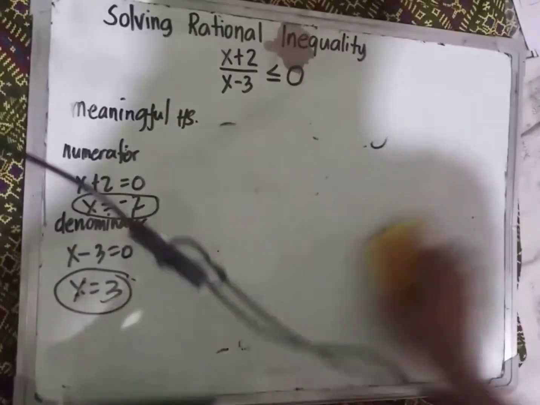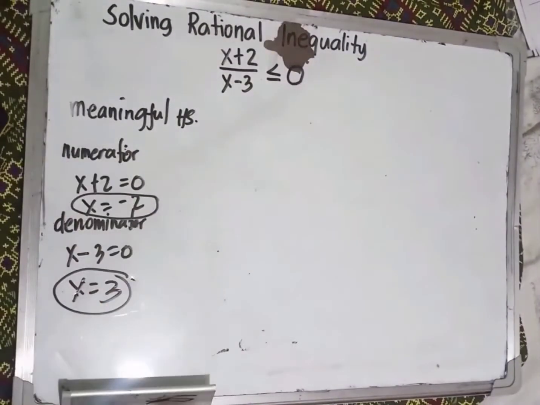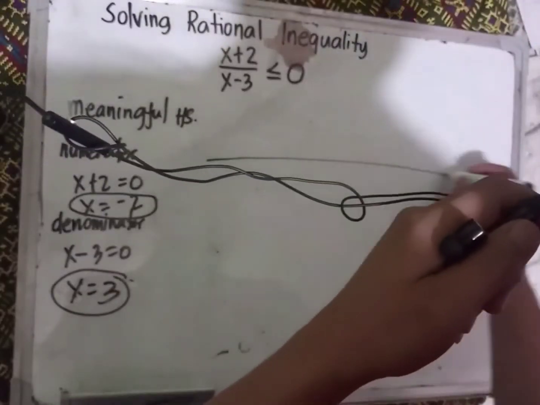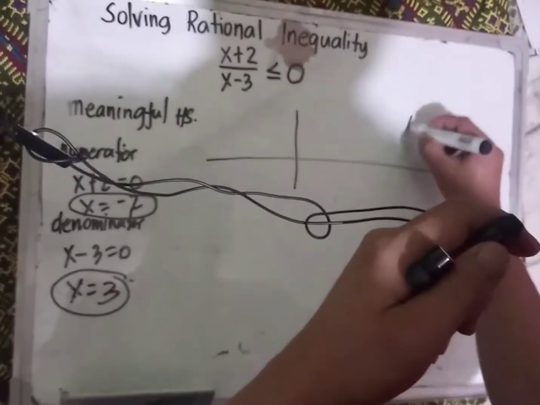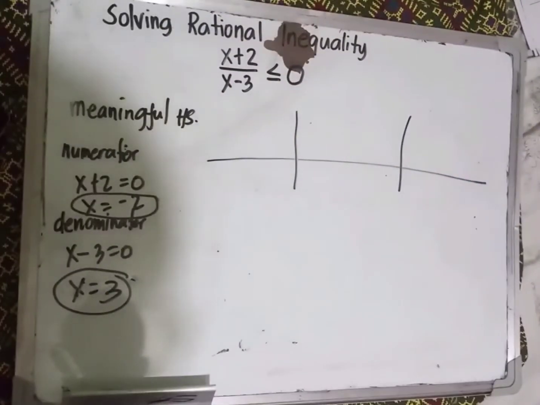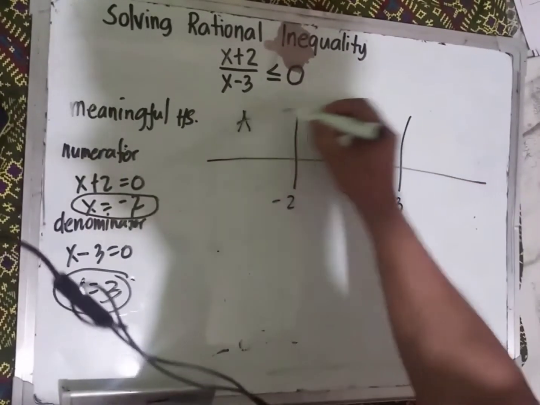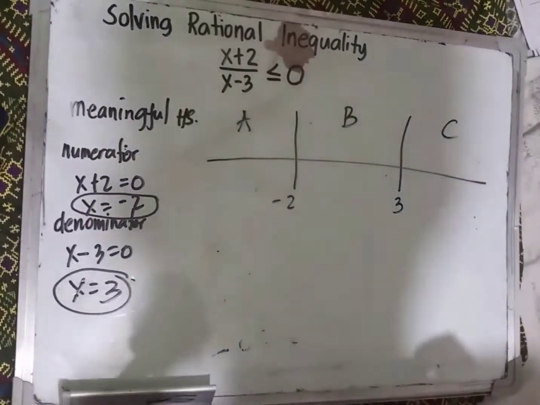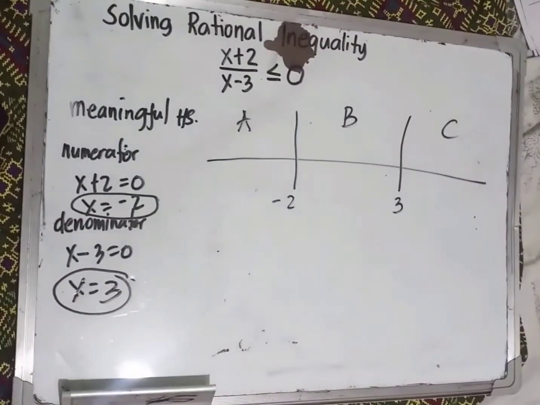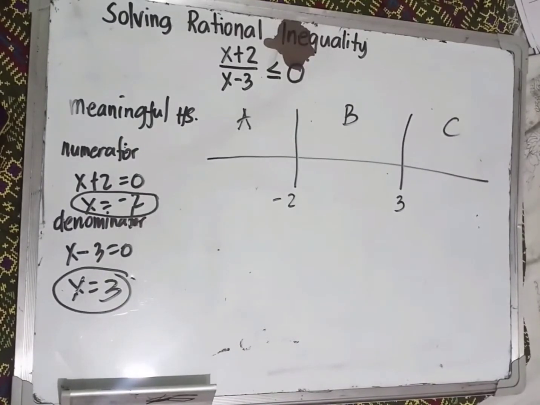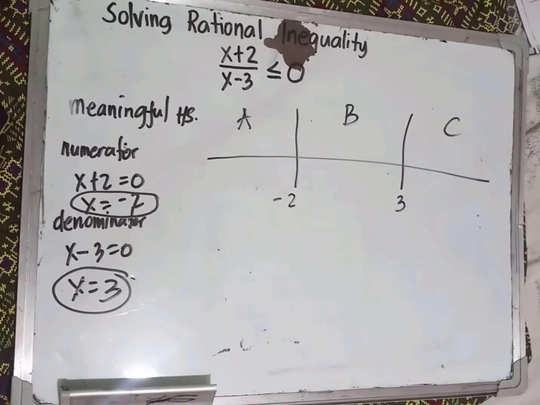Next, make a number line using the meaningful numbers. What are our meaningful numbers? Negative 2 and positive 3. So this is interval A, interval B, and interval C. Step number 3, test the meaningful numbers to see if they make the inequality true or false. If true, they are part of the solution. If false, they are not part of the solution.